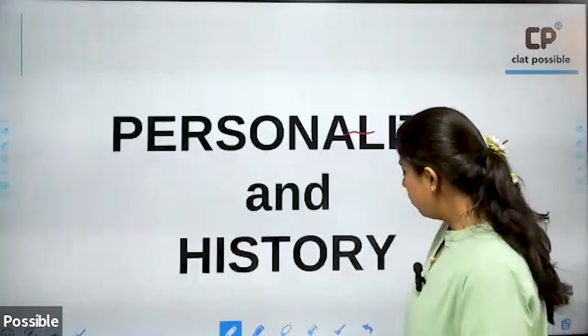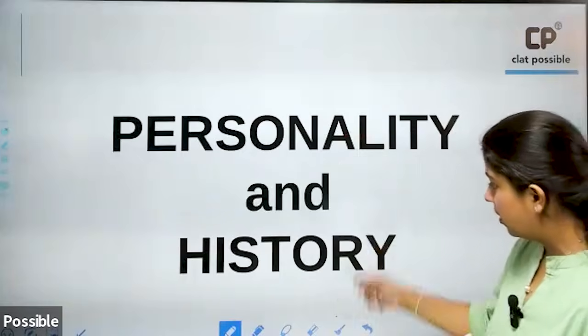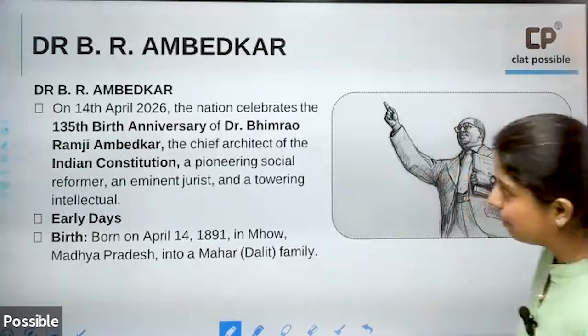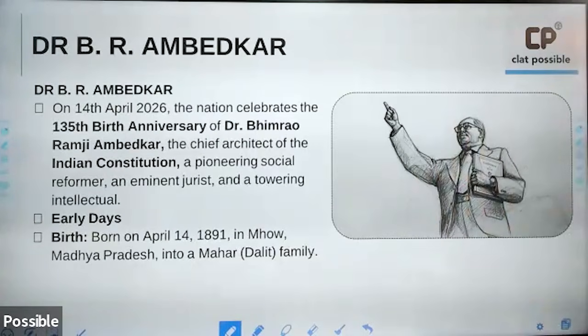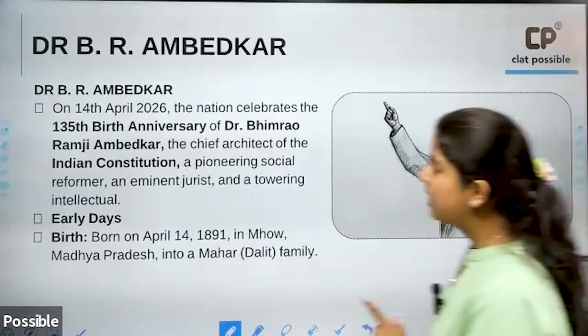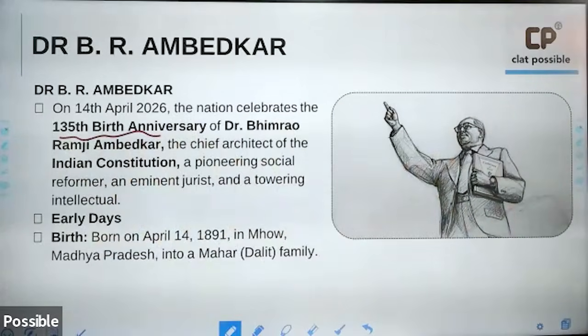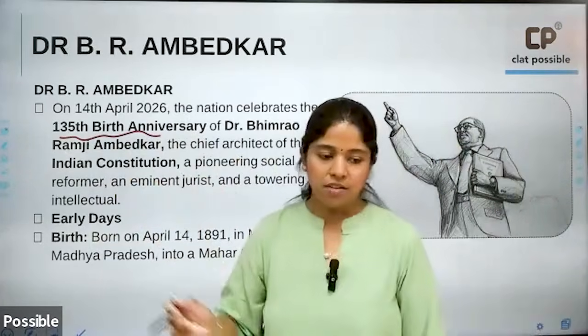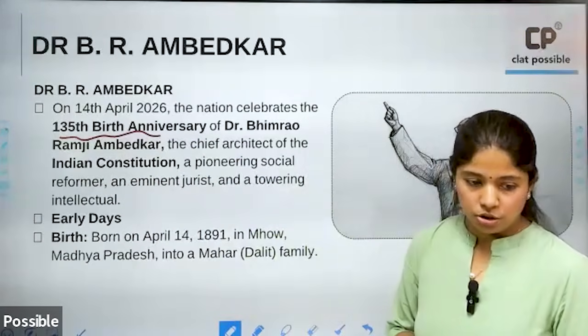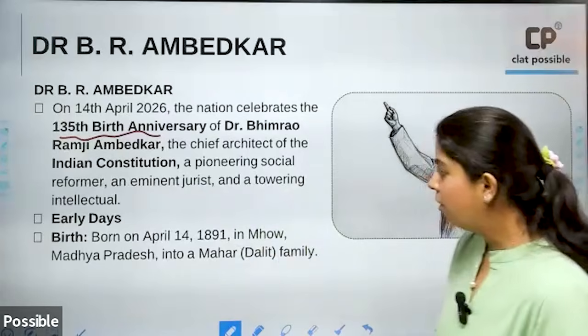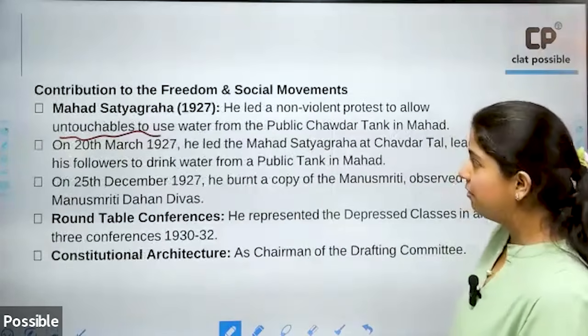Okay. Then coming to personalities and history, there are two important things that I want to cover. One is B.R. Ambedkar. Why? Because on 14th of April every year we celebrate his birth anniversary. And this year it was the 135th birth anniversary of Dr. Bhimrao Ramji Ambedkar. He is famous because he is the chief architect of the Indian Constitution. All right. So he was born in Mhow, Madhya Pradesh, into a Mahar or Dalit family.